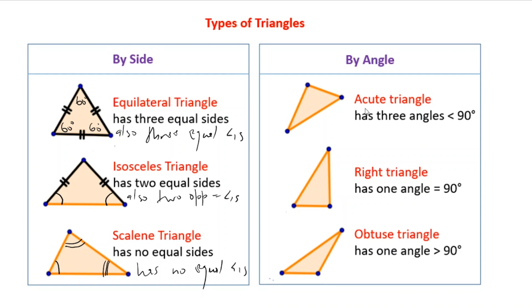And we have the acute angle. An acute angle is less than 90 degrees.